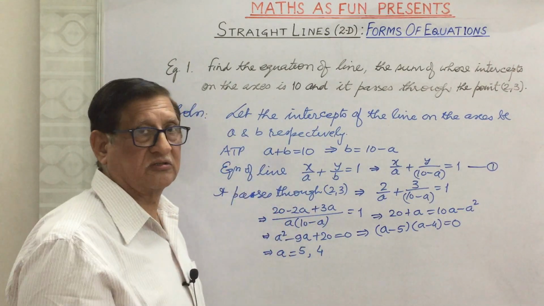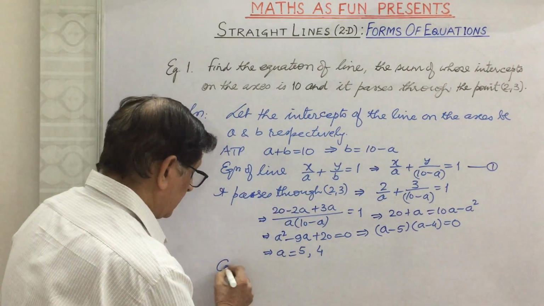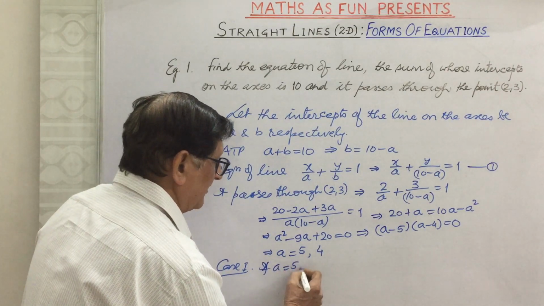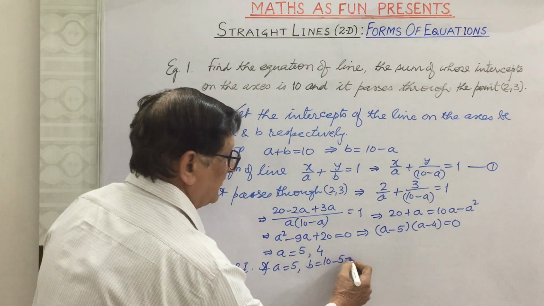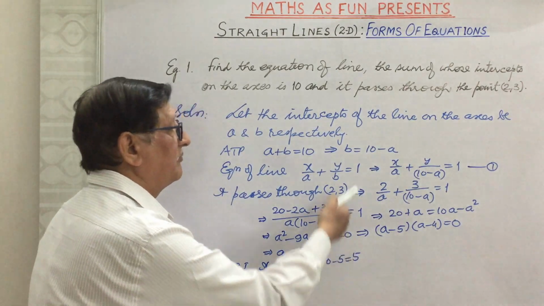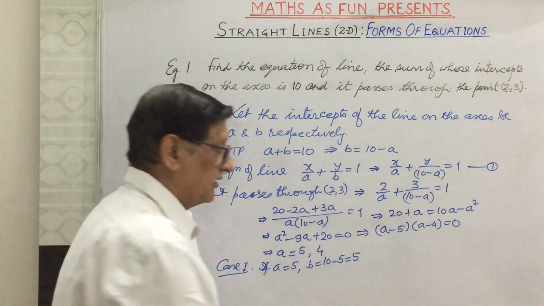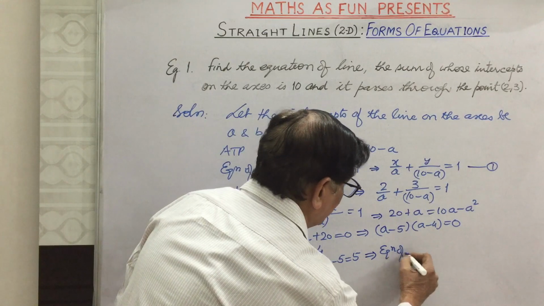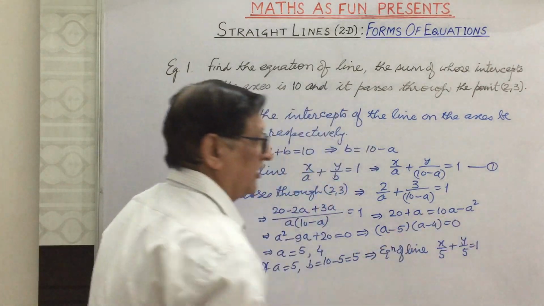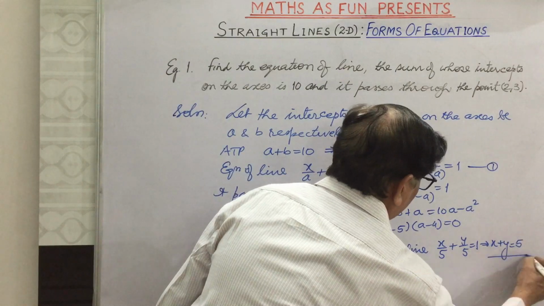Now we will have two cases and two equations we will obtain. So we take case 1. If A is equal to 5, B will be equal to 10 minus 5, that is also 5. Then we substitute these values of A and B in the equation x upon A plus y upon B equal to 1. This implies that the equation of the line is x upon 5 plus y upon 5 equal to 1, or we can say x plus y equal to 5. This is one of the answers.